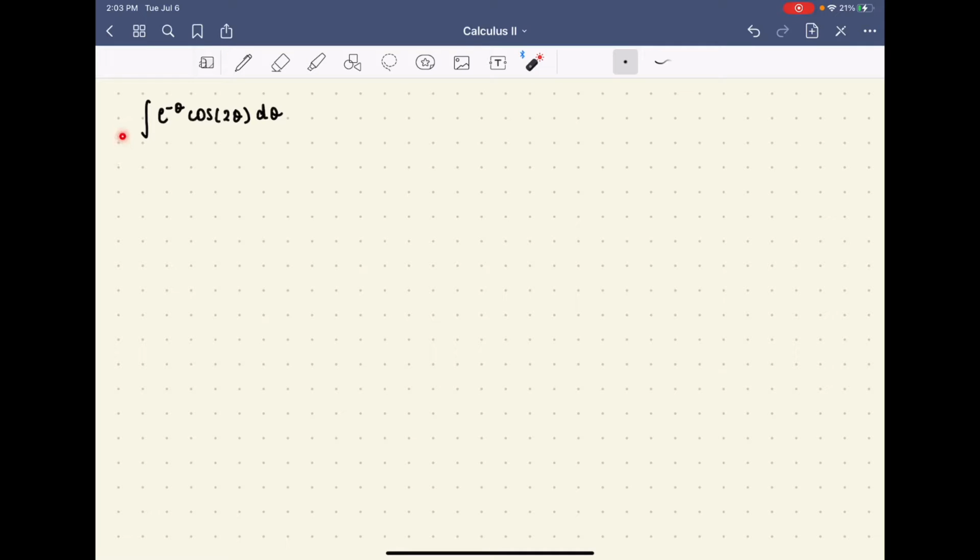Let's integrate the integral that we see right here. It looks hard, but as long as we know the proper method, it should be relatively easy. So to do so, we're going to do IBP, so integration by parts.